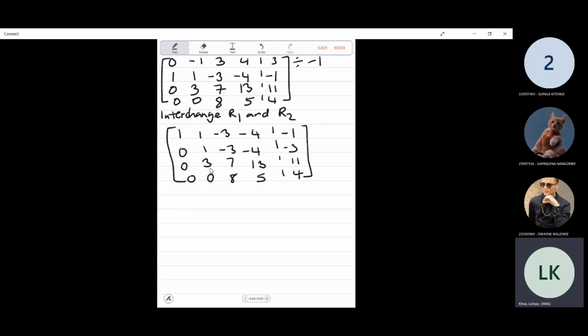Then with row 3, I can say row 3 minus 3 times row 2 is 1, 1, minus 3, minus 4, minus 1, 0, 1, minus 3, minus 4, minus 3. Then this one, 0 minus 0 is just 0. 3 minus 3 is 0. 7 minus negative 3 is 2.